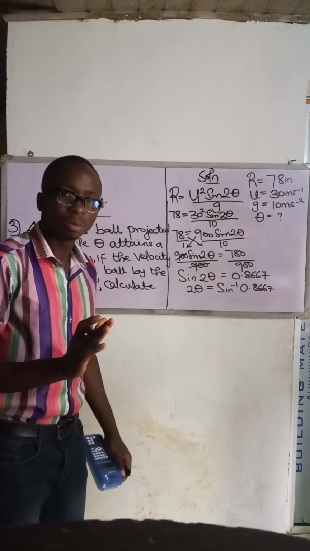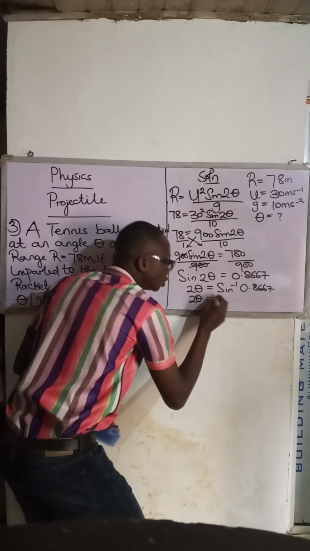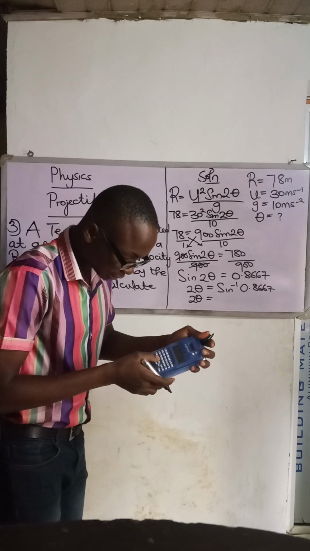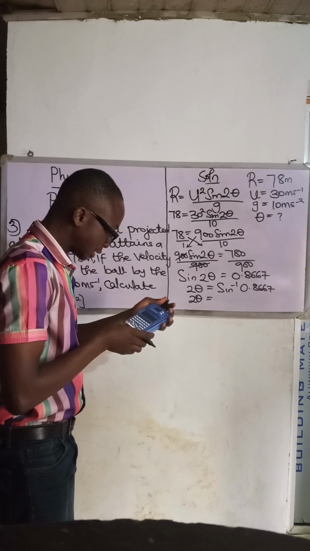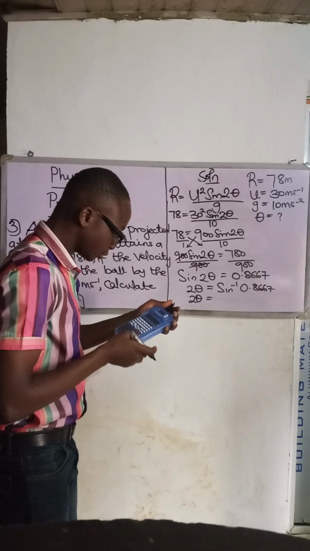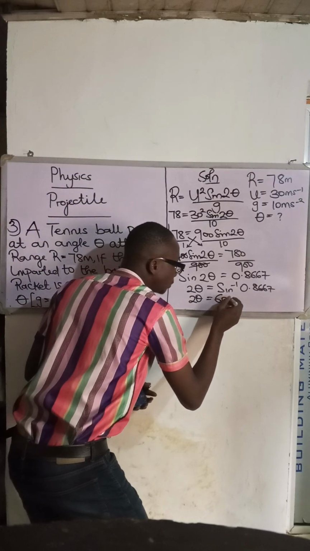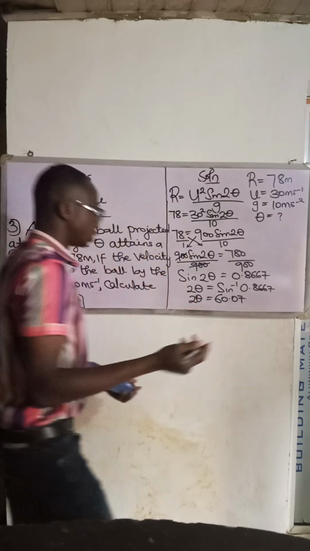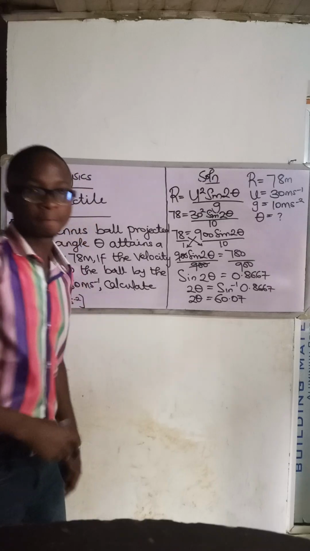Follow me now. Then you have 2 theta is equal to sine inverse. For you to get sine inverse, you press shift and sine. You have sine inverse of 0.8667. We have 60.07.